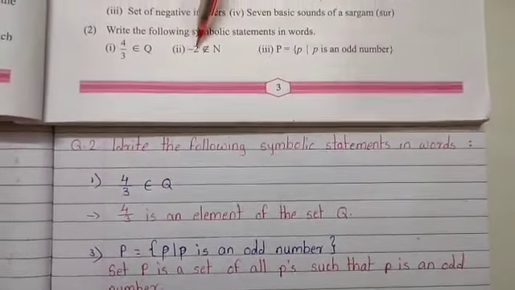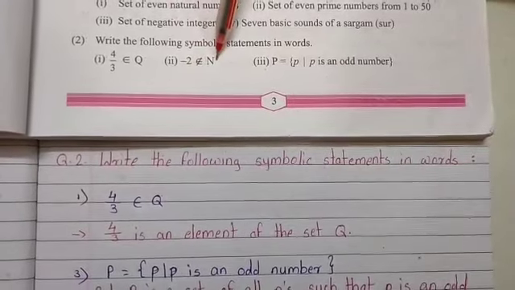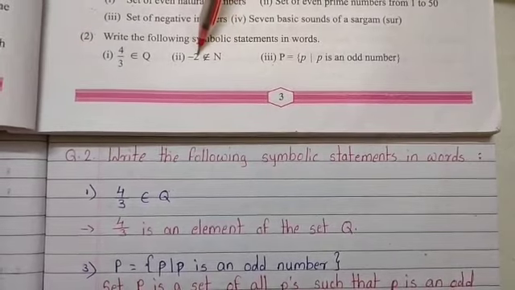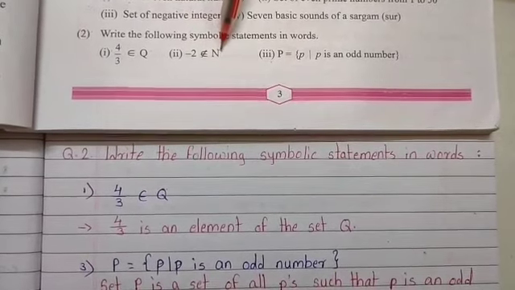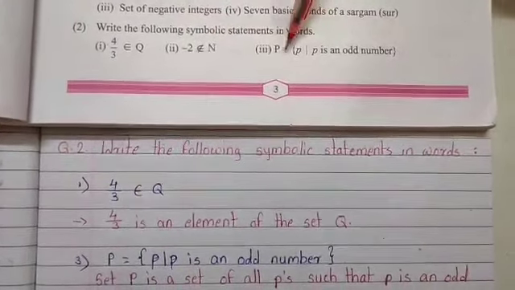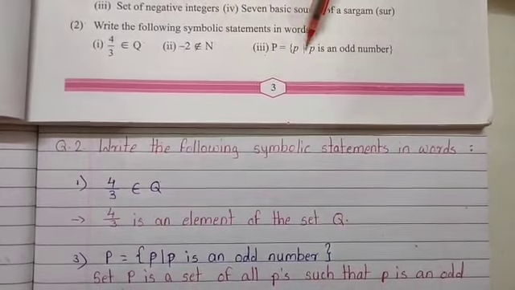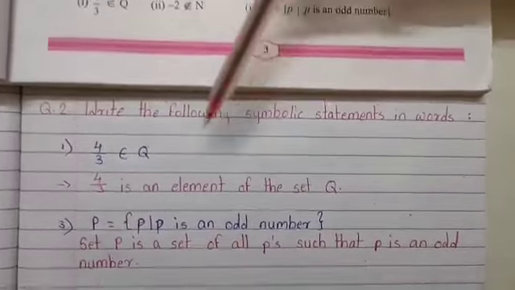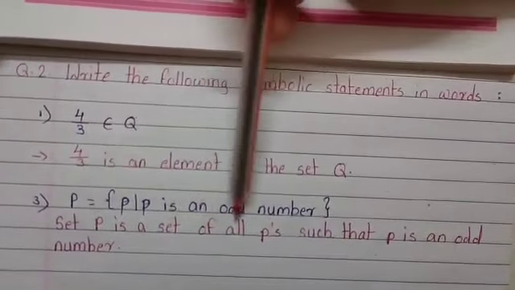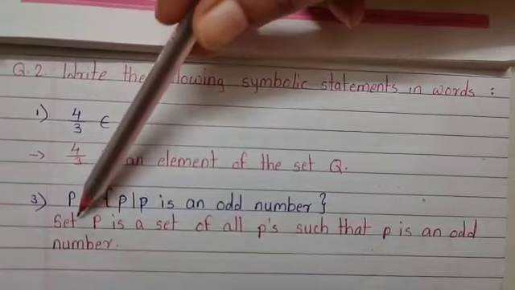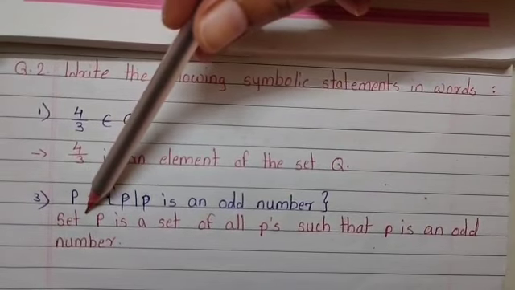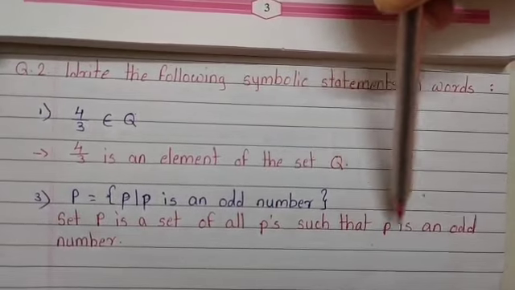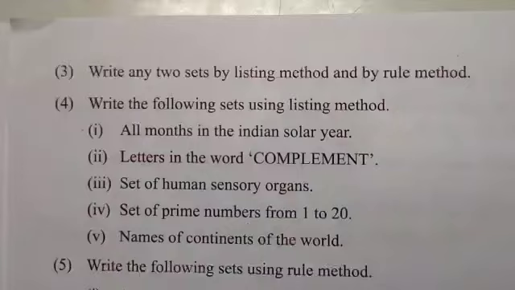Next question is -2 does not belong to N. So we will write it as -2 is not an element of set N. Third one, P is a set of all p's such that p is an odd number. So how we are reading it, in the same way we have to write it. I have written here, just have a look. Set P is a set of all p's such that p is an odd number.